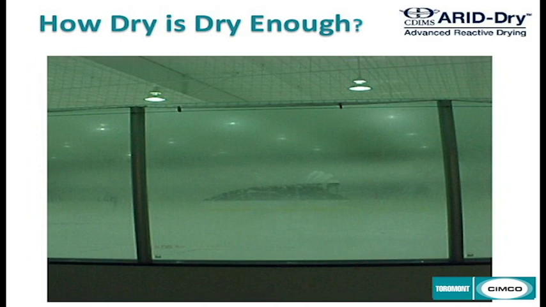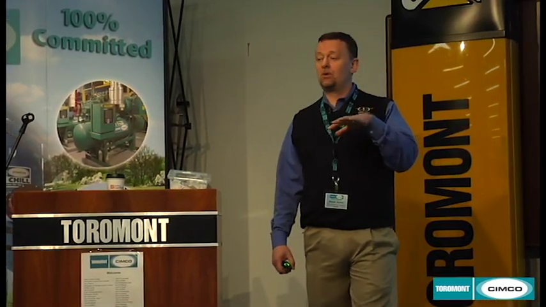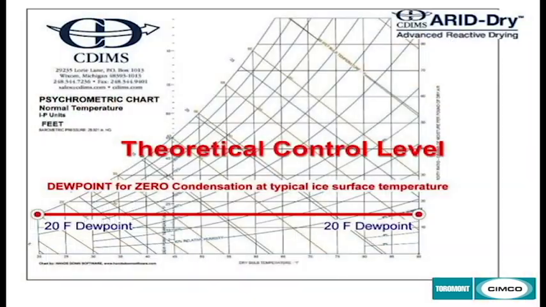So how dry is dry enough? Where do we need to suppress the dew point to in your facility to get rid of all those problems and to save you money? Well, in theory, you'd want to control to a dew point that's equal to or less than the lowest surface temperature in your facility, and that's going to be your ice sheet. Generally, that runs somewhere between 15 degrees F and 25 degrees F. So for this case, we said, oh, 20 degrees sounds like a good place to be.